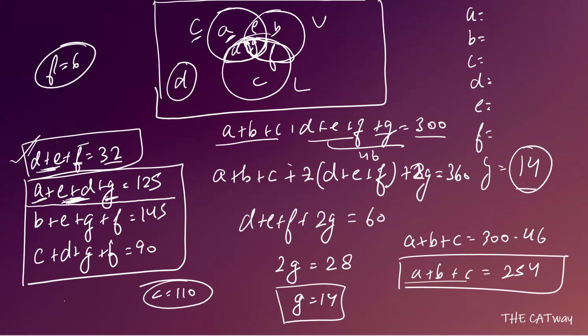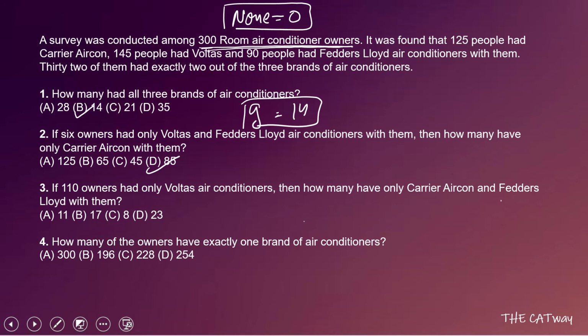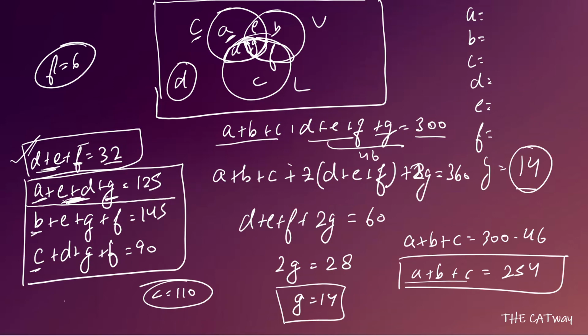Now let's see how we can find the value of D. We have been given that the value of B, that is Voltas, is 110. Using the second equation, if 110 is subtracted from 145, we will be left with E plus G plus F. Sorry, I have written it wrong here, B is equal to 110. So E plus G plus F will be equal to 35.